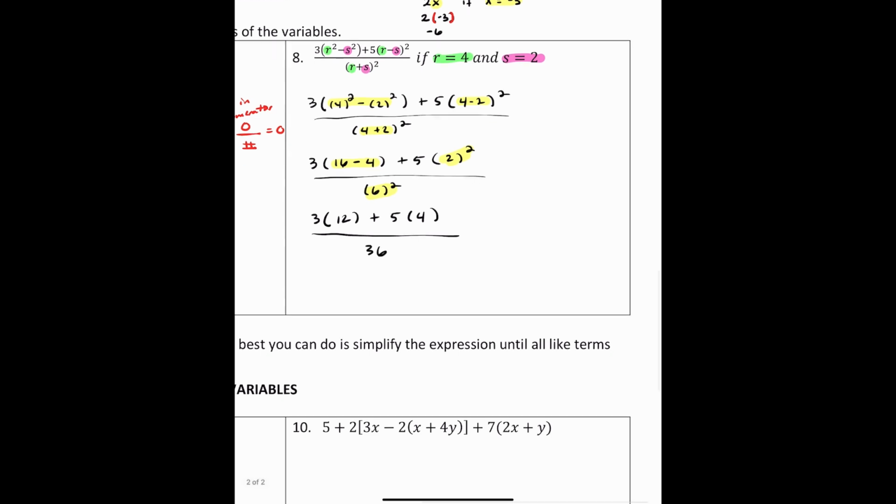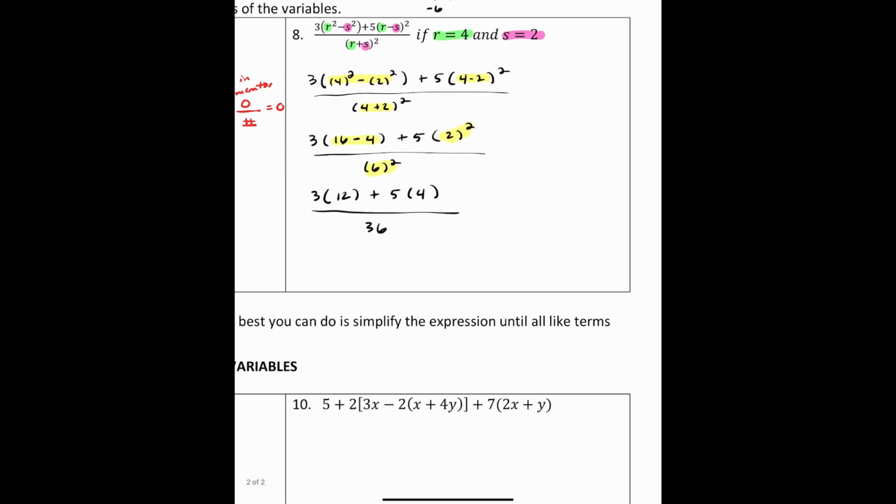So I have 3 times 16 minus 4 is 12, plus 5 times 2 squared. Now I can go ahead and work with the exponent here. 2 squared, that's 4, so it's going to be 5 times 4 all over. We have that 6 squared, that's 36.